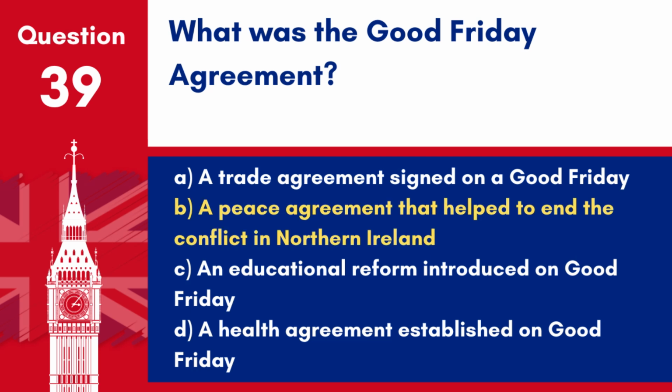Answer: B. A peace agreement that helped to end the conflict in Northern Ireland. The Good Friday Agreement, signed in 1998, was a major political development that helped end most of the violence of the Troubles, the conflict involving various factions in Northern Ireland.